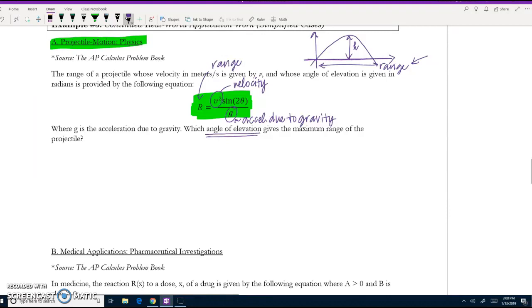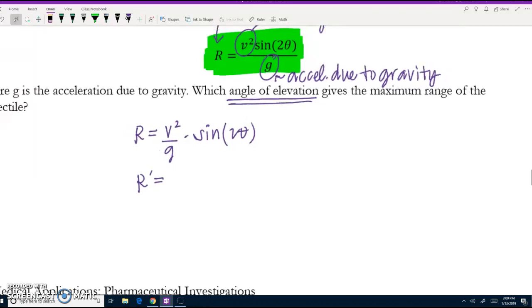What I would recommend doing once you've identified constants in a setup is to just bring them out in front. Then you don't have to worry about them as you take the derivative. So this is our original equation. Anytime we're working with optimization, we're going to take R prime, that's our derivative value. But we're taking the derivative with respect to theta, which means we're taking the derivative of the sine component, and that V squared over g just comes along.